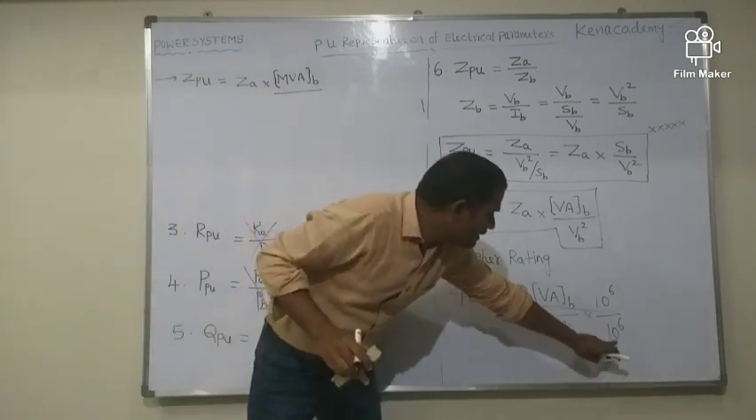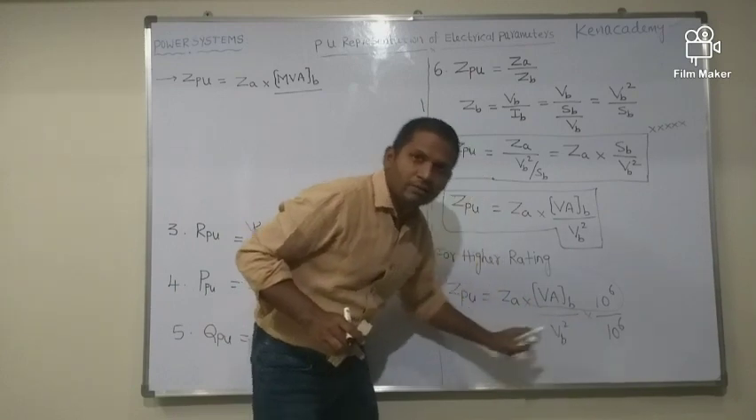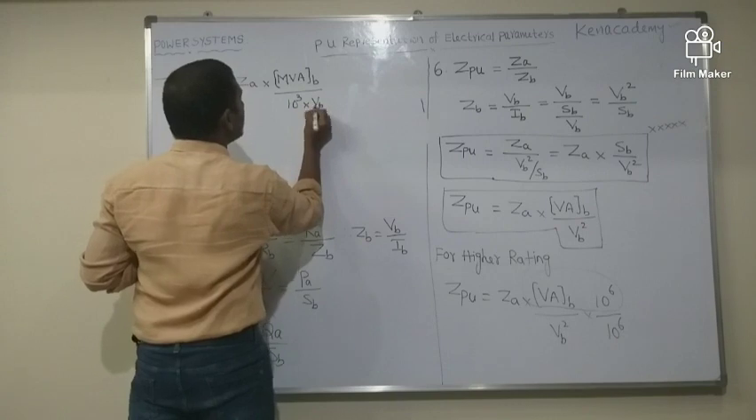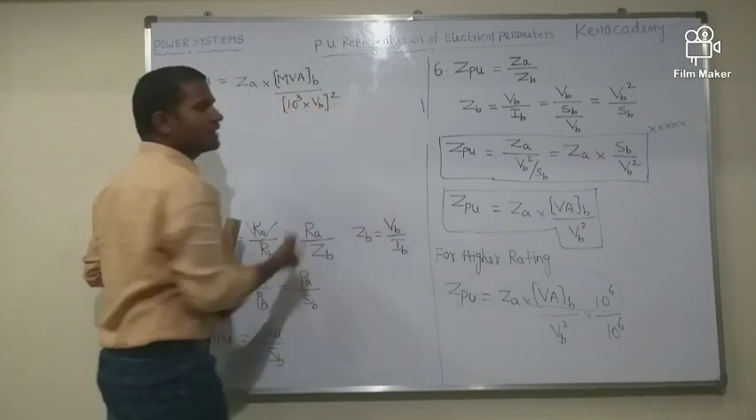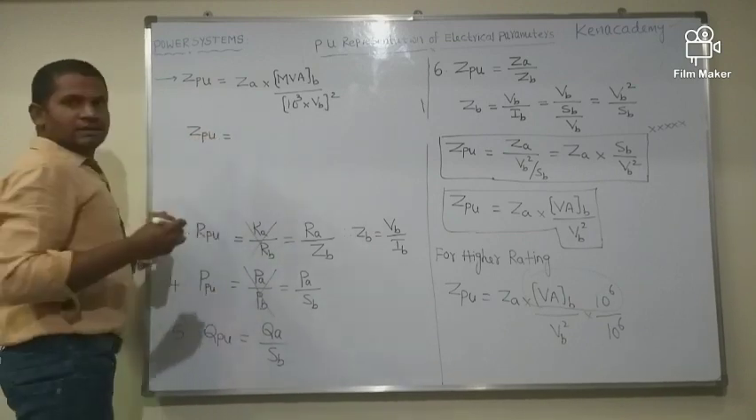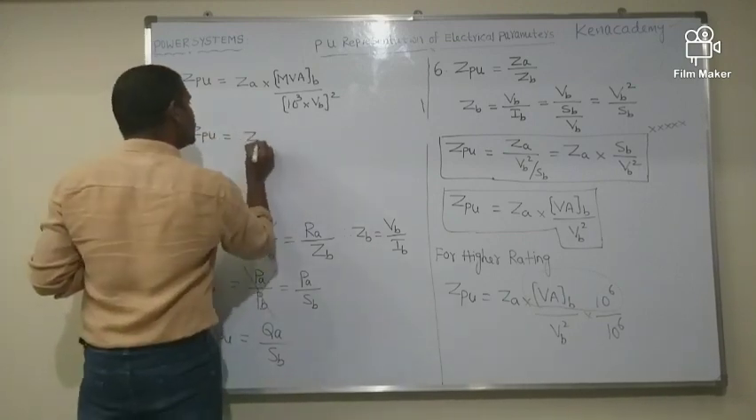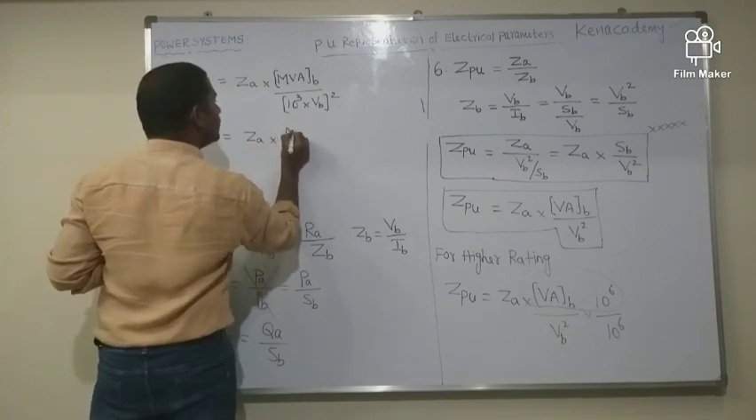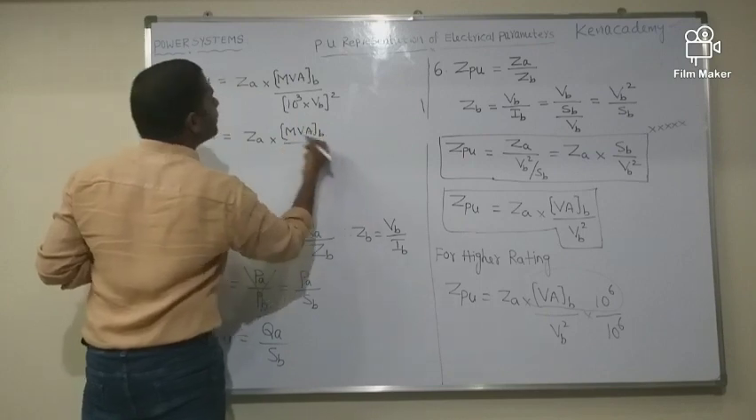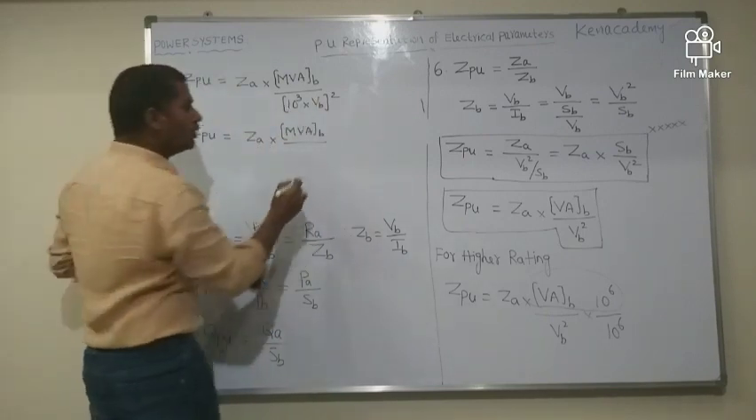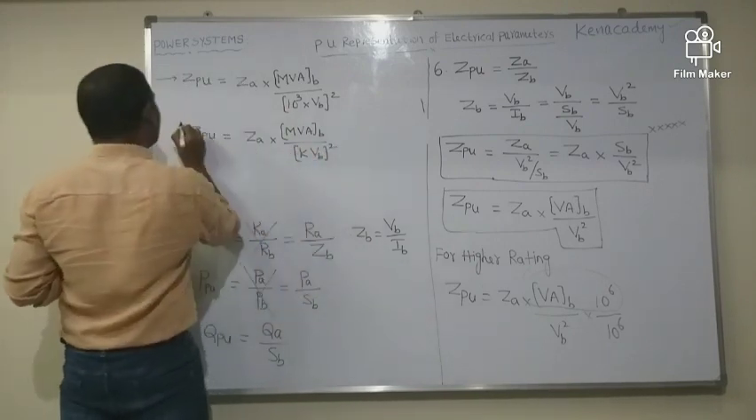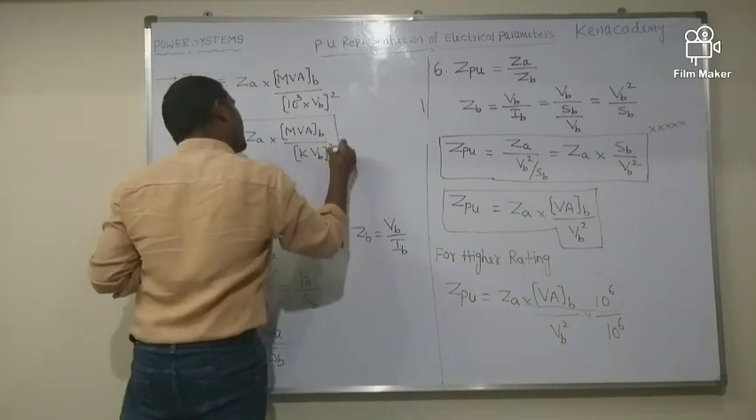Students listen please, this 10 power 6 I am bringing into the square. Then how you can write? 10 cube into VB whole square. This is correct. Then what is Z per unit for higher rating? Z per unit equal to Z actual into base MVA, that is MVA base by this 10 cube is nothing but a kilo, that is kVB whole square, kilovolts.